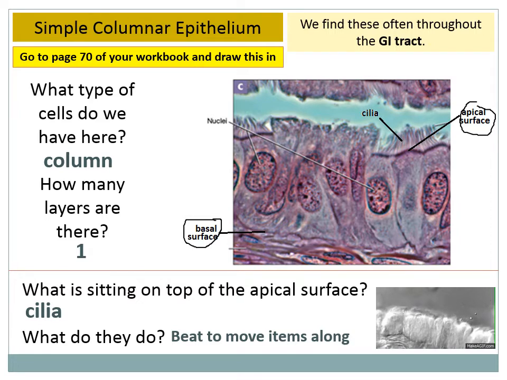things along. We often find simple columnar epithelium in the GI tract, which makes sense, right? So think about the GI tract. We need to move things along our GI tract. We can't just let it sit. Okay, so we find those along our GI tract.